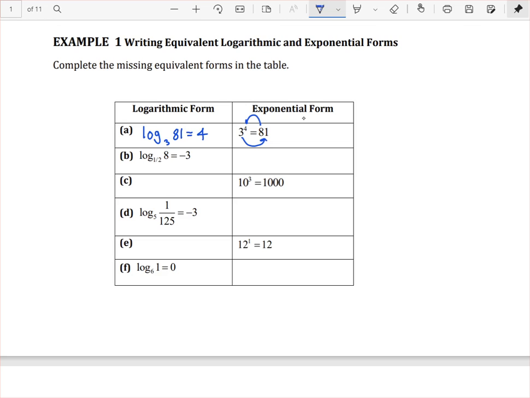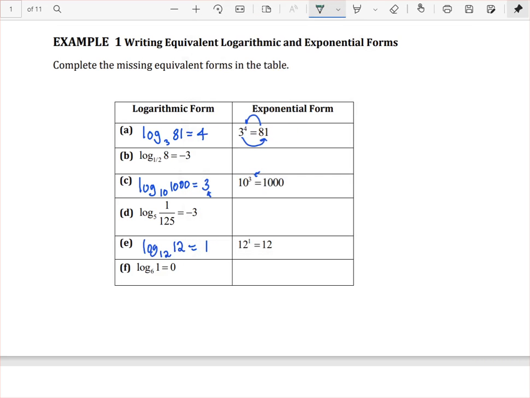So I'm going to skip this one and go to the exponent. On this one, you will write it as log base 10 of 1000 equals 3. See, the exponent is the answer now. And then this one would be log base 1 of 2 equals 1.